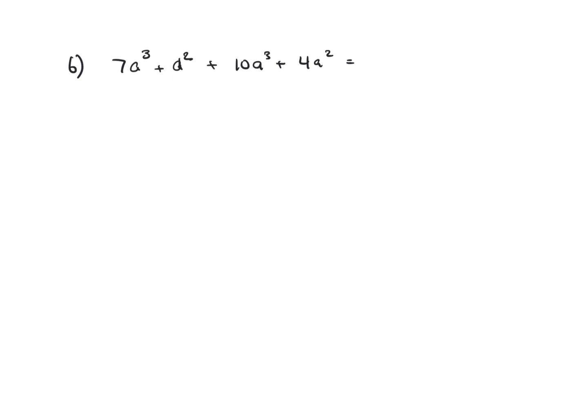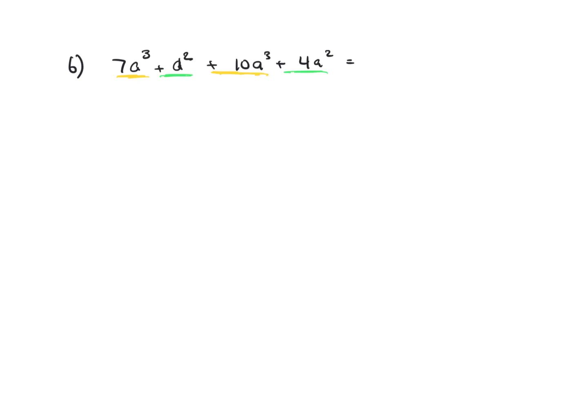are they like terms? Well, there are two pairs of like terms here. 7a cubed plus 10a cubed. Those are like terms. They both have the variable a cubed. But different like terms are positive a squared plus 4a squared. Okay, they're all the letter a, but the exponents distinguish the two types of terms.